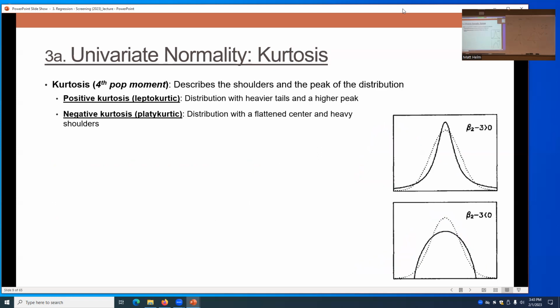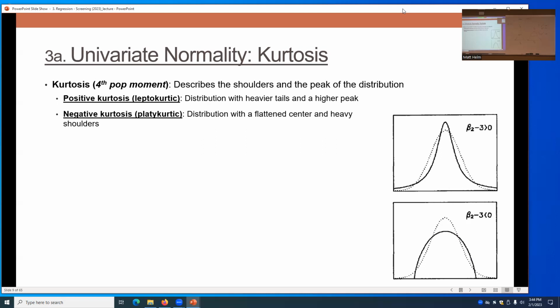Kurtosis, remember that this describes the shoulders of our distribution, and the peak of the distribution. Positive kurtosis, we would technically identify as leptokurtic. You don't need to worry about that if you don't want to, but you can if you're fancy. Here we've got a very peaked distribution with thick, flat tails that are going out.